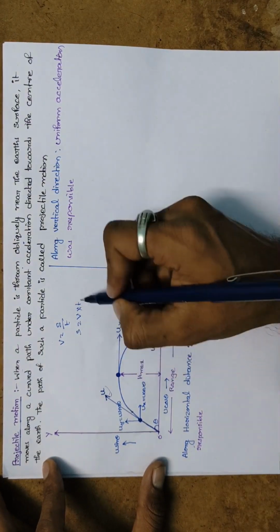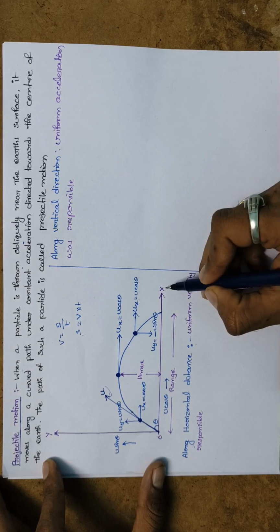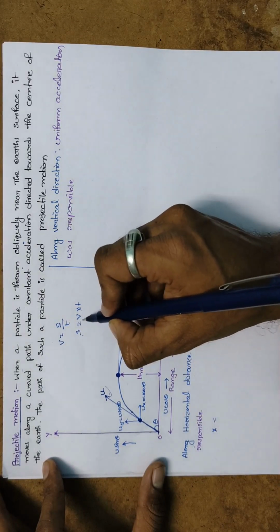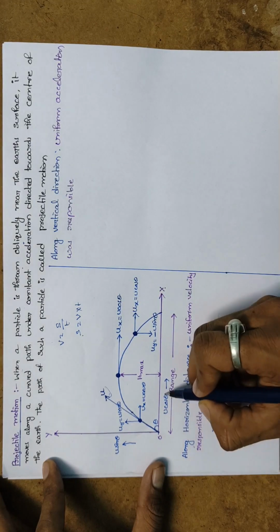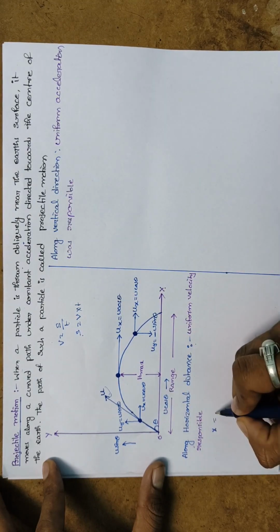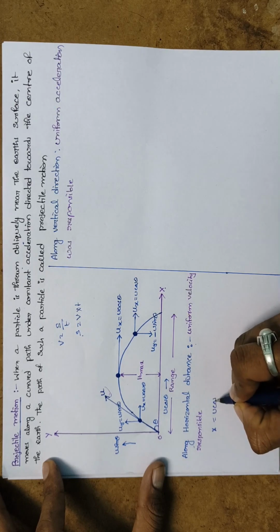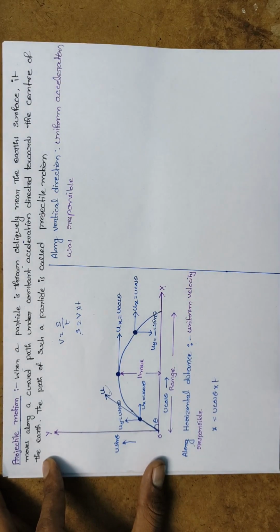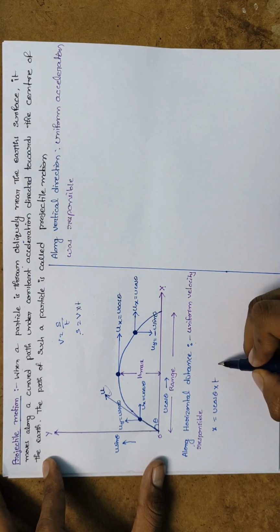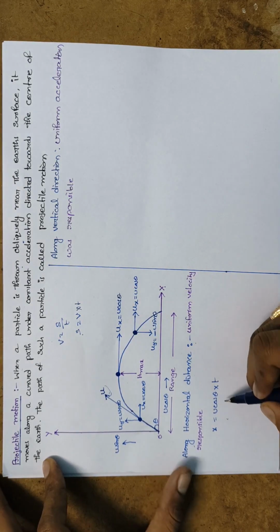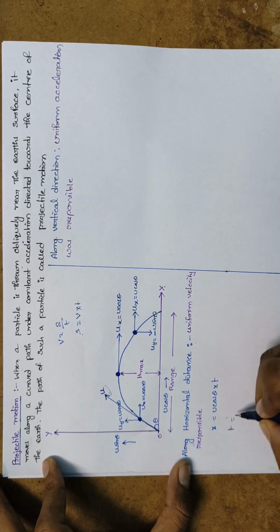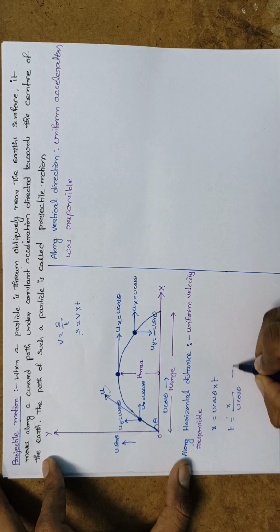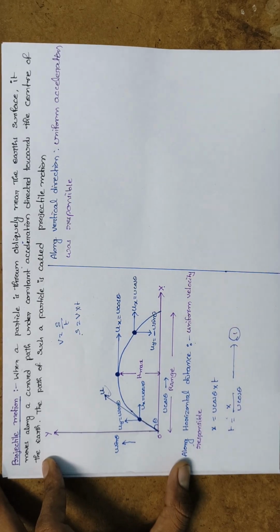So I'm going to use the same formula here. s is nothing but x. So x is equal to v, meaning velocity. What is the velocity along the horizontal direction? u cos theta. So u cos theta into time, as it is I am taking t. So x is equal to u cos theta into t. So bring this time to the left side. Therefore t is equal to x by u cos theta. So let us assume this is equation number 1.